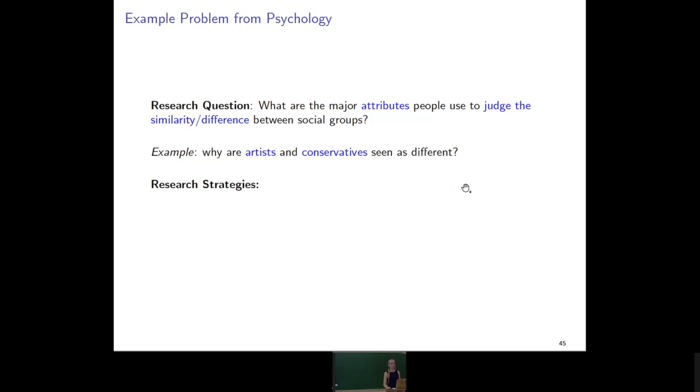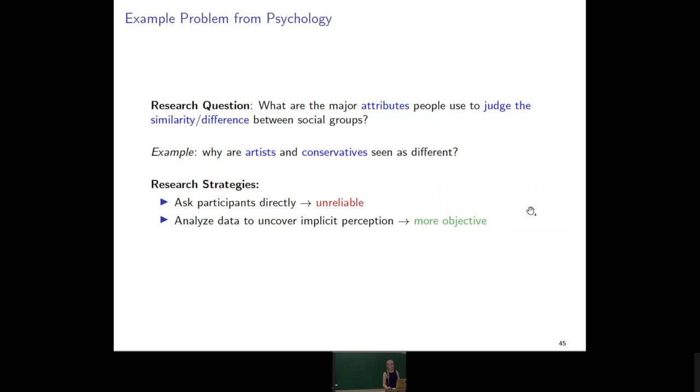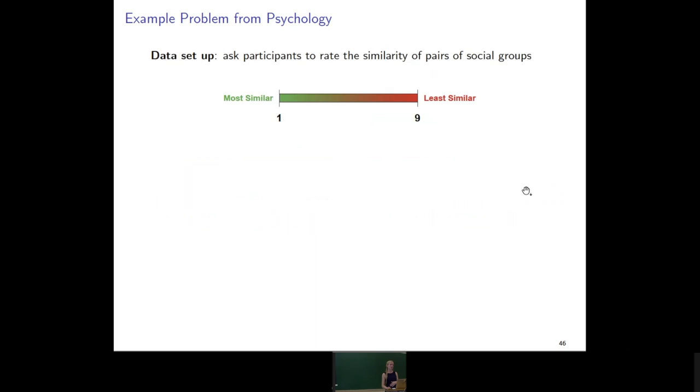One research strategy you could have would be to just ask the participants directly, hey guys, why do you think these two social groups are different? Unfortunately, this is an unreliable approach, right? Not only are people a little bit biased, but it's not always super helpful to just ask them directly. Another better strategy would be to analyze the data to uncover what the implicit perceptions that people have about social groups are. And this is definitely a more objective approach.